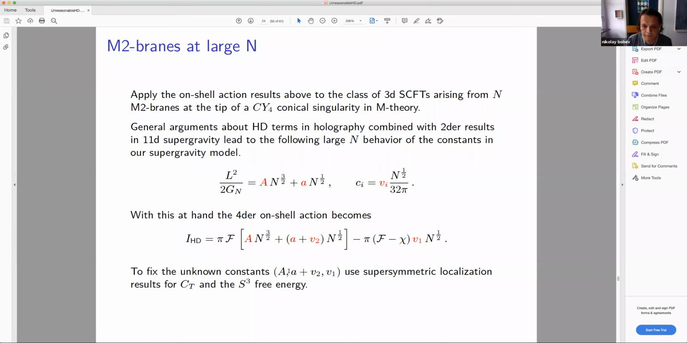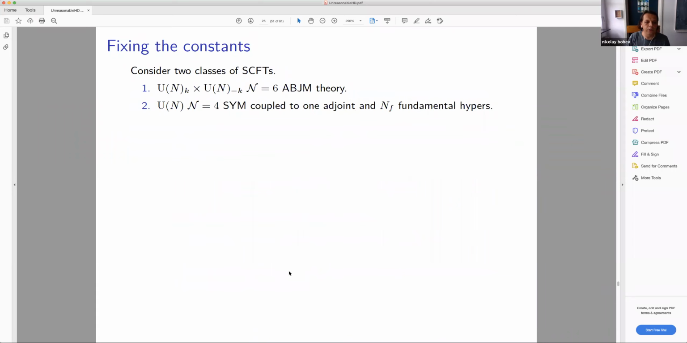This will be the logic. The two models that I'm going to study are the ABJM theory at level K, which arises from the Sasaki-Einstein manifold being S7 mod Z_K, where the Z_K acts in a certain way that keeps N equals 6 SUSY. The other class of models is again an orbifold of the sphere S7, but the orbifold acts in a slightly different way that keeps N equals 4 SUSY. It leads to U(N) N equals 4 Yang-Mills coupled to one adjoint and N_F hypermultiplets. When K is equal to 1 and N_F is equal to 1, these two models are actually dual to each other. So in this special case, model 2 is dual in the IR to model 1 at K equals 1. But otherwise, they're distinct classes of CFTs.